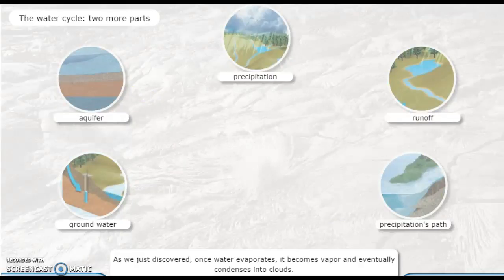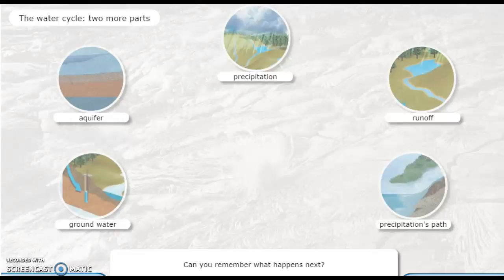It becomes vapor and eventually condenses into clouds. Can you remember what happens next? Click the images to find out and discover a little more about how this happens.